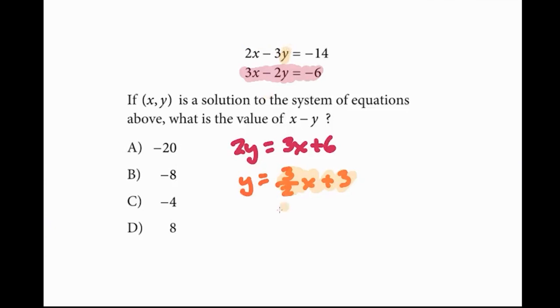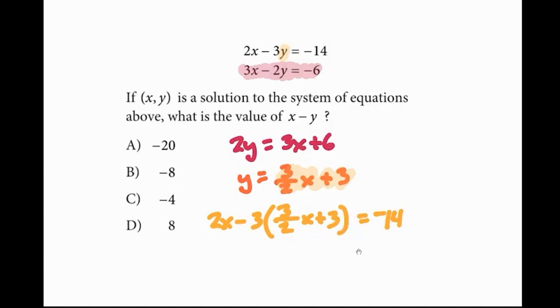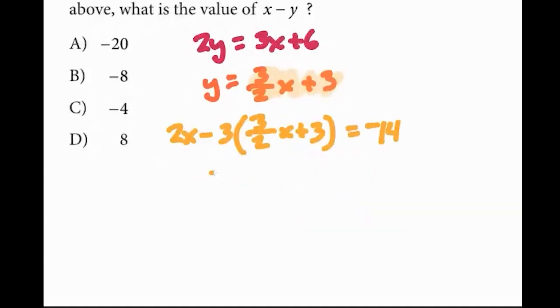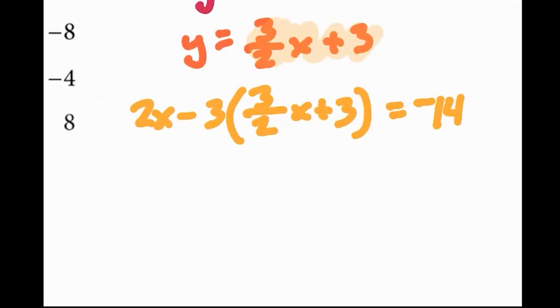Okay, so I'm basically going to rewrite that to be 2x minus 3 times (3 halves x plus 3), and it's going to be equal to negative 14. So if I solve this out, I should end up with x because there's only one variable, and if there's one variable, you can solve for it. So it's going to be 2x minus 9 halves x minus 9 is equal to negative 14.